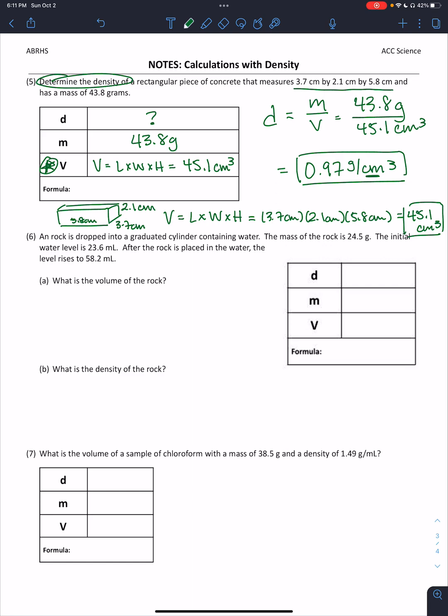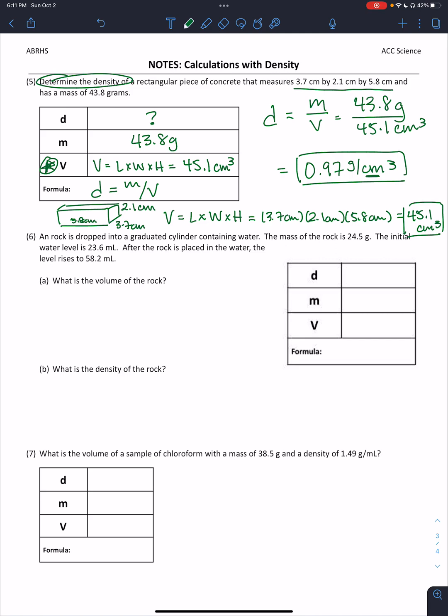If you have a regularly shaped object and you know the formula for how to find the volume of that object, you can make the measurements, use the formula, and solve for the volume. And then from there, use your density formula to find that density. But what if the object isn't regular?